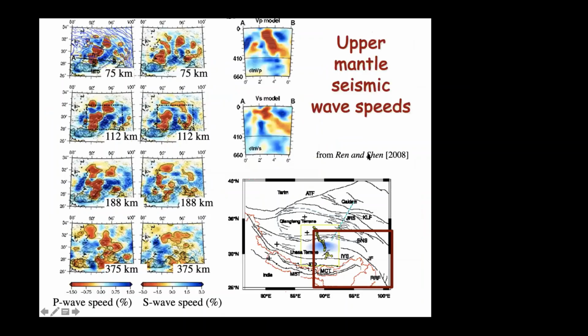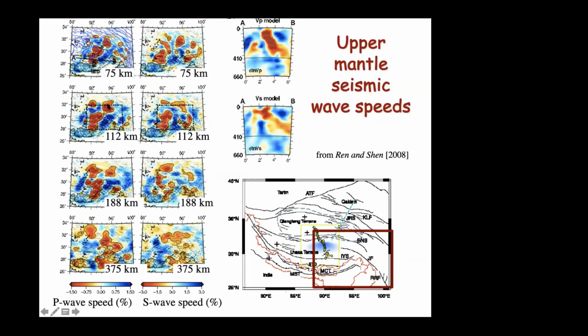This is Renenshen. This is now a study in this box over in here. I'm not sure why I drew that red box. I think I drew that for some other region, but their study is this yellow box in here. And this is P on the left, S on the right, going down. So P wave and S wave speeds going from -1.5 to +1.5% for P and -3 to +3% for S. And what you see are zones of low speed, the red, and zones of high speed, the blue, and they're pretty continuous with one another.